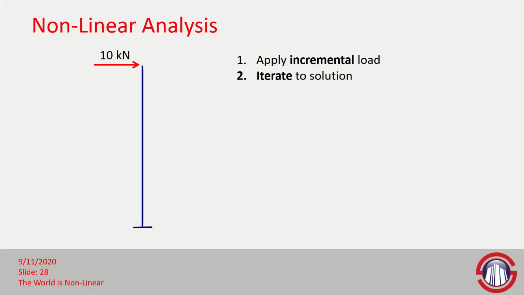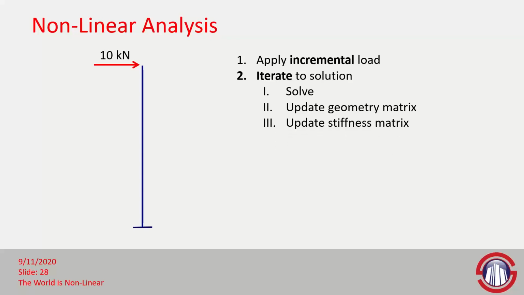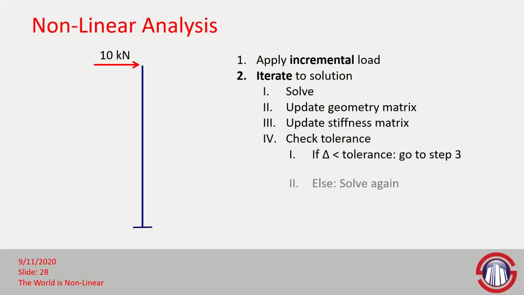The solver would then iterate until it found a solution. This process involves, first of all, updating the geometry. So it is going to account for the change in geometry, unlike the P-delta analysis. It's going to update the stiffness matrix like the P-delta analysis does. And it's going to check if it's within a certain tolerance that's specified by the user. If the solution is within that tolerance, then we can move on to the last step. Otherwise, we go through that iteration again. And we specify how many iterations we're allowing the solver to go through in order to come up with a solution within this tolerance.